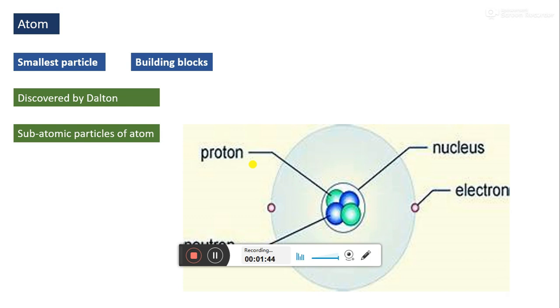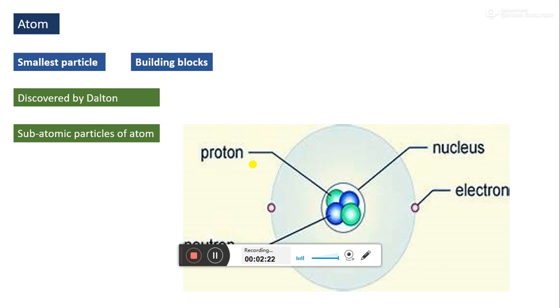Just take an example of your building, right? This is the HAL building, which is basically made up of bricks. The brick is the basic and smallest unit from which this whole building is made. So for a building, the brick is the atom. For other substances, different atoms are the smallest particles from which the whole bigger substance is made. So it is nothing but the building block, right? The atom was discovered by the scientist named Dalton.